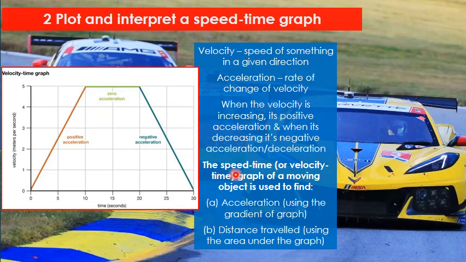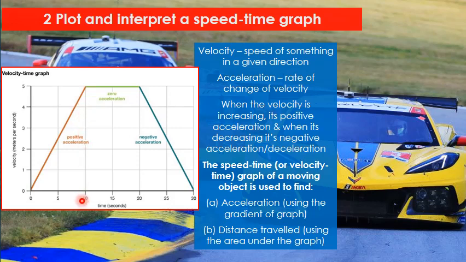When we look at a speed time graph or a velocity time graph of a moving object, what we find from that graph is the acceleration of that object. On this graph, velocity is on this side and time is here. The velocity was 1 here, 2 here, 3 here, 4 here, 5 here. So the velocity, the speed, is increasing with time.